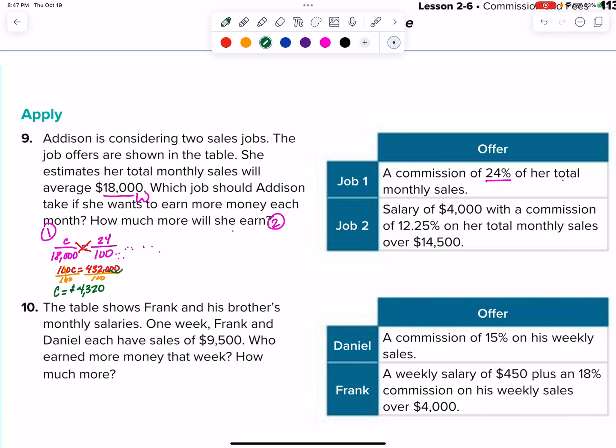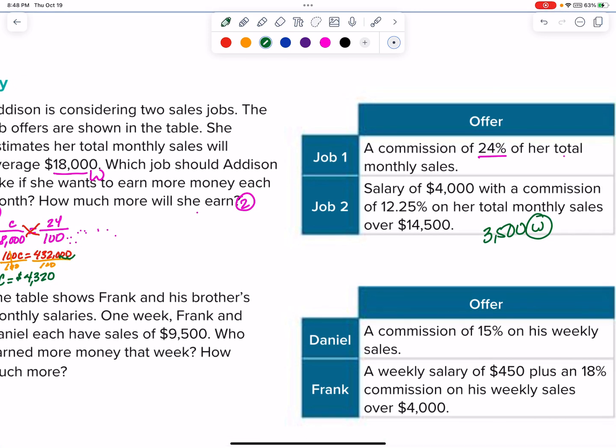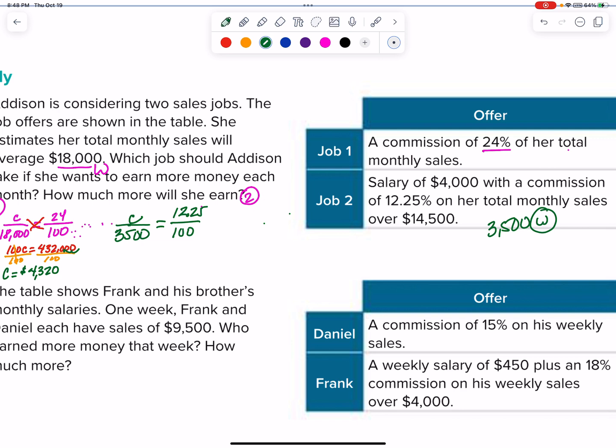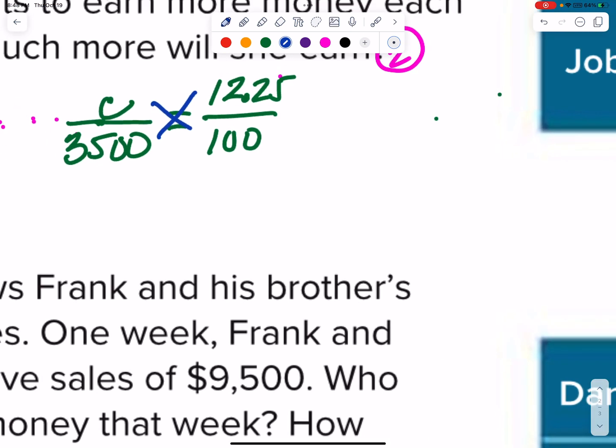Okay, so for her, I'm just going to make a note on that. That's her sales amount that she's able to earn commission on. So let's go ahead and figure out what her commission is for that. So it's still out of 100%. The percentage of commission she's earning is 12.25%. And what is the amount she's earning that on? So it's 12.25% of what? Of 3,500. Let's find out what her commission is. So C is going up there. Cross multiply, and here we go.